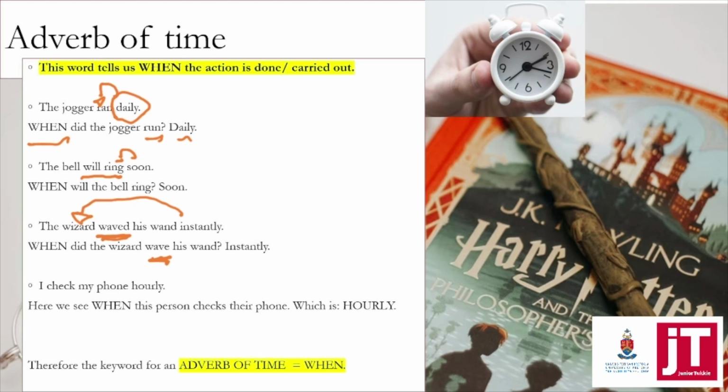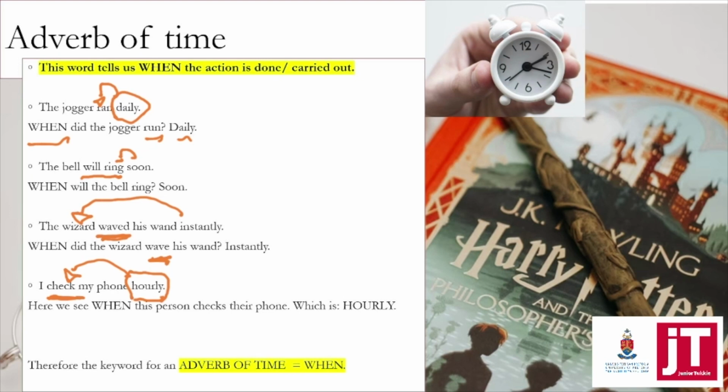I check my phone hourly. That's not healthy. Although I probably do that. Just to check the time, I promise. Okay, hourly, when? I check is the verb. When is it checked? Hourly. Do you see what I'm trying to say, guys? Do you see how it does actually give us detail about the verb? All right.